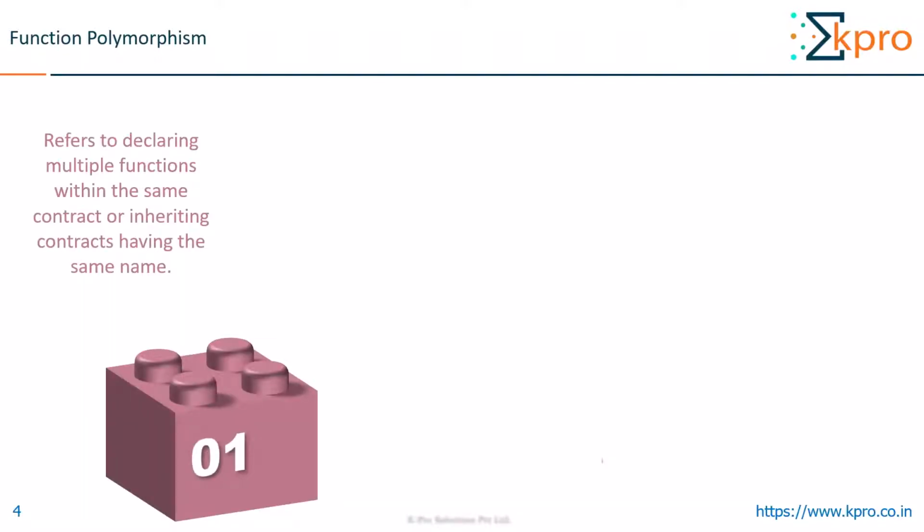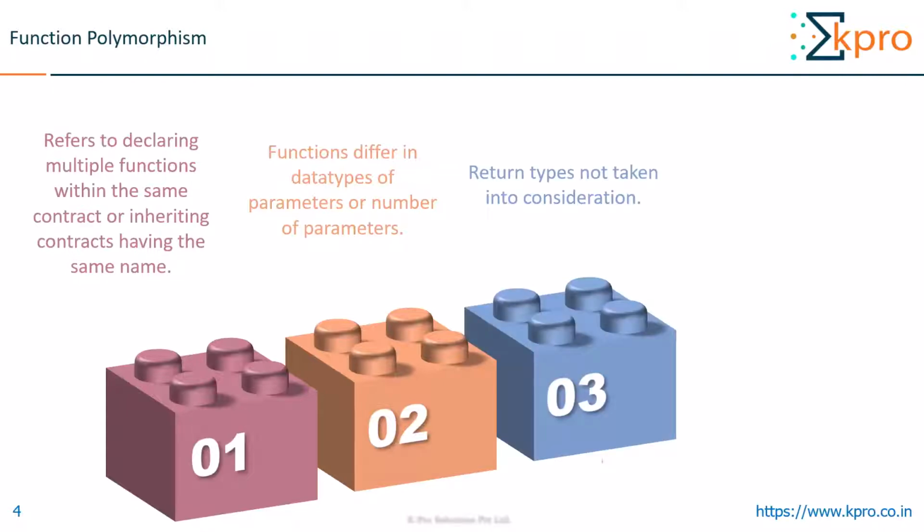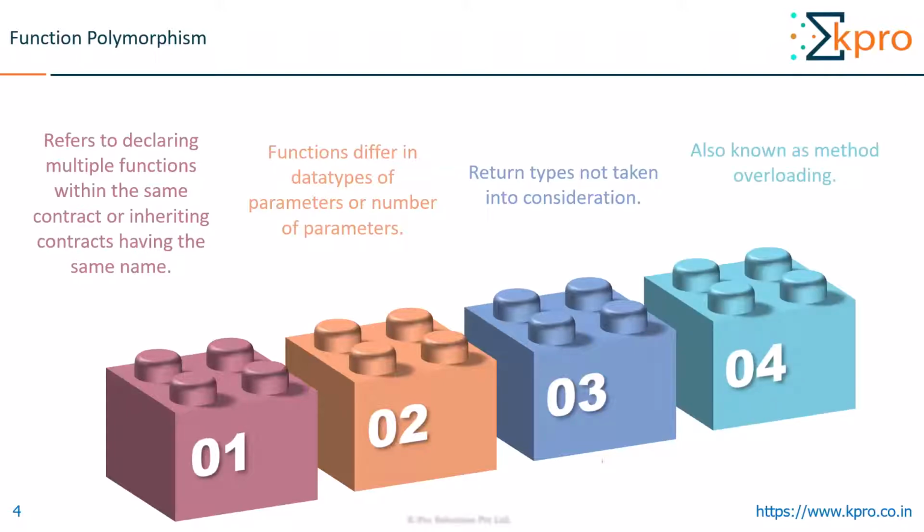So function polymorphism refers to declaring multiple functions within the same contract or inheriting contracts having the same name. The functions with the same names may differ in data types of parameters or number of parameters. Here, the return types are not taken into consideration, and this function polymorphism is also known as method overloading. Now, let us have a look at an example of this function polymorphism.